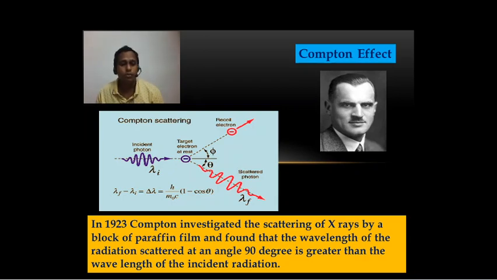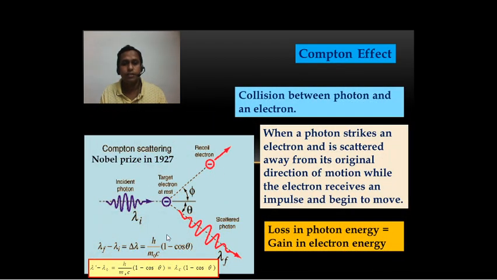In 1923, Arthur Compton investigated the scattering of X-rays by a block of paraffin and found that the wavelength of the radiation scattered at an angle of 90 degrees is greater than the wavelength of the incident radiation. That we will discuss and derive. And this Compton effect is the collision between a photon and an electron.